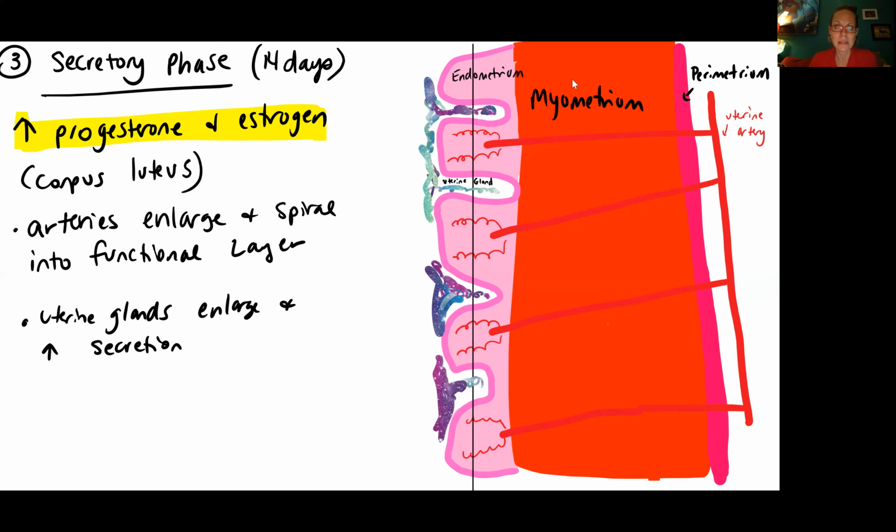The third phase is the secretory phase. So this is lasting for about 14 days. So at ovulation, remember, you get the production of the corpus luteum.